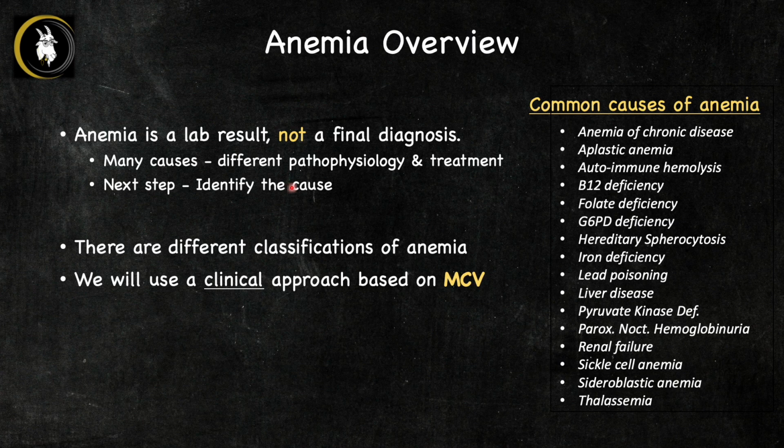So once we know a patient has anemia, the next step is to identify what caused it. And there are many, many different diseases that cause anemia, and some of the common ones are listed here. To make it easier to sort through all these causes, we'll use a diagnostic algorithm based on the patient's red blood cell MCV. This is the most commonly used anemia algorithm clinically, and it's also the one you'll use when studying for the boards.